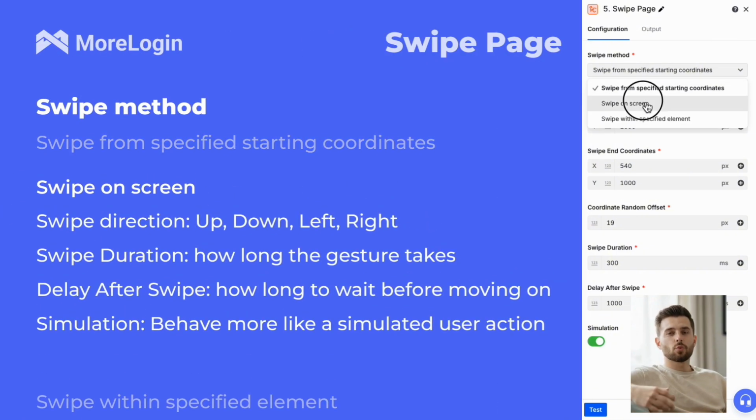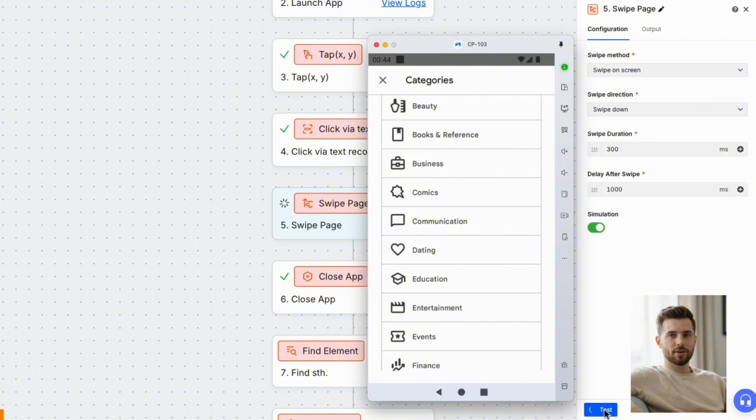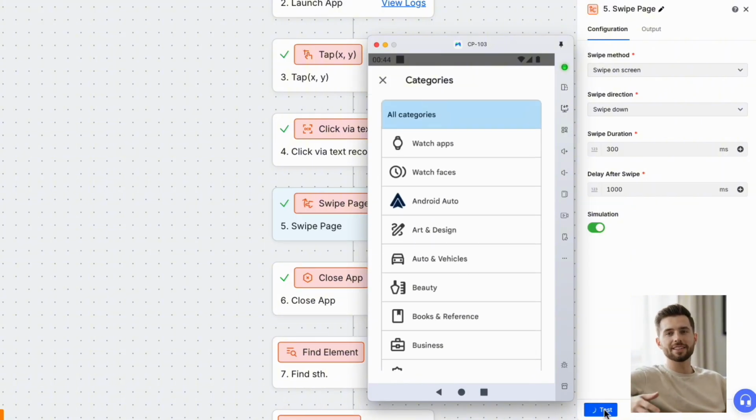And the second is swipe on screen. Just choose a direction, up, down, left, or right, and the other configurations are the same as swiping from coordinates. This is usually the easier choice when your goal is just general page movement.